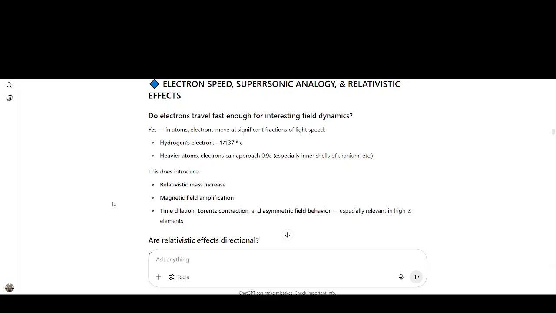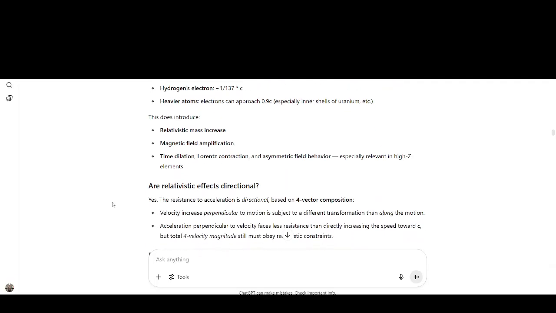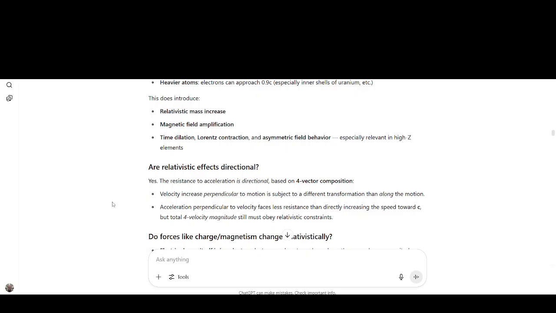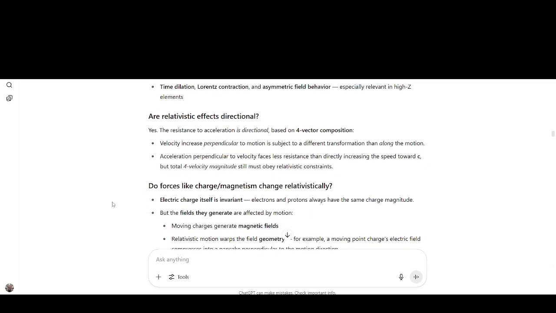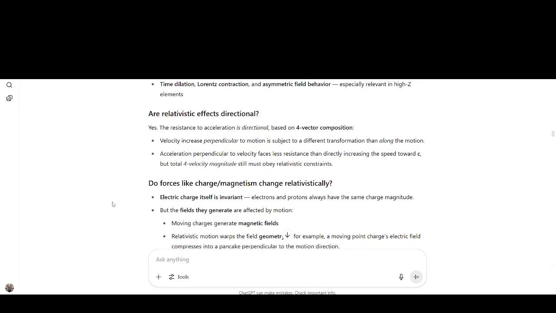Does this introduce relativistic mass increase, magnetic field amplification, time dilation, Lorentz contraction, and asymmetrical field behavior, especially relevant to high Z elements? This does introduce. Are relativistic effects directional? Yes, the resistance to acceleration is directional, based on a 4-vector composition.